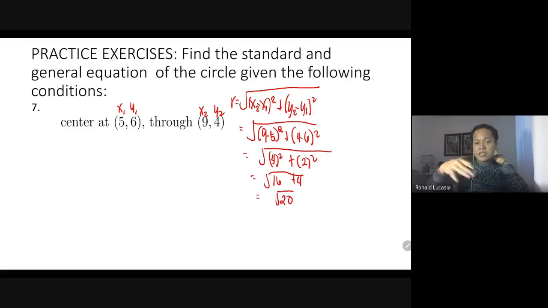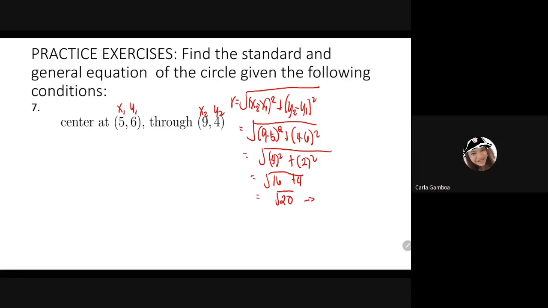Square root of 20. Since 20 is not a perfect square, I suggest it would be easier for you to solve for the general form when you leave square root of 20 as a square root of 20. You can do it like what Catherine is doing. That's 4 square root of 2. That's not correct. It should be 2 square root of 5.